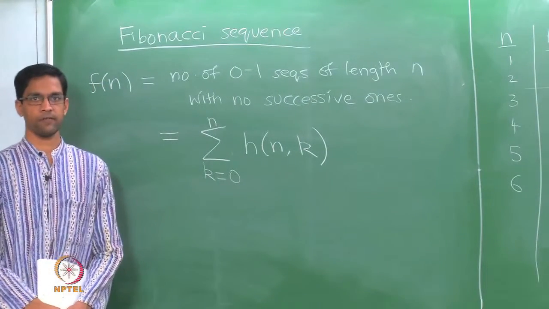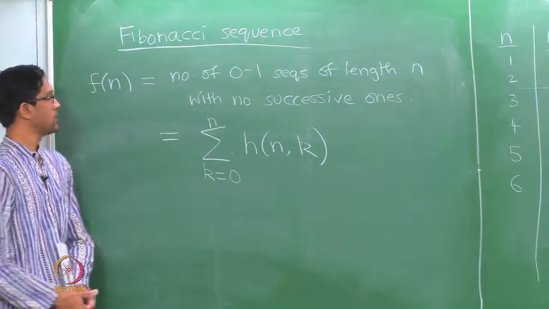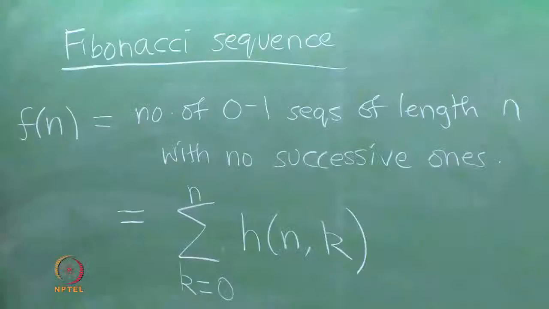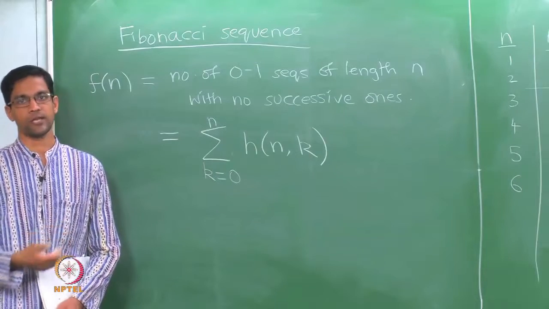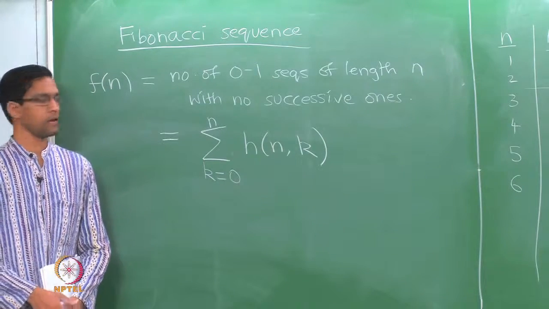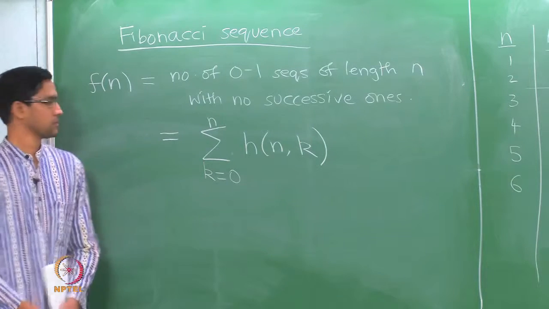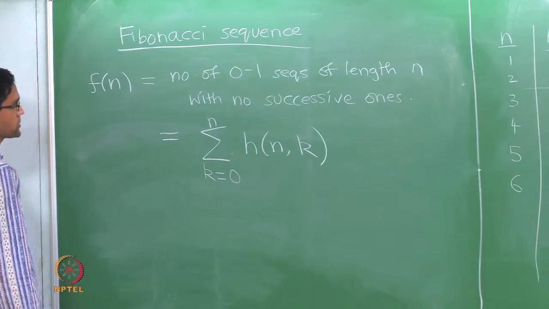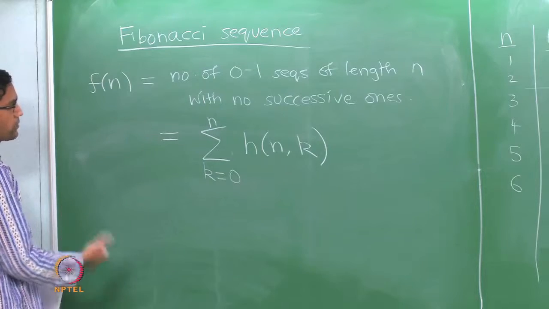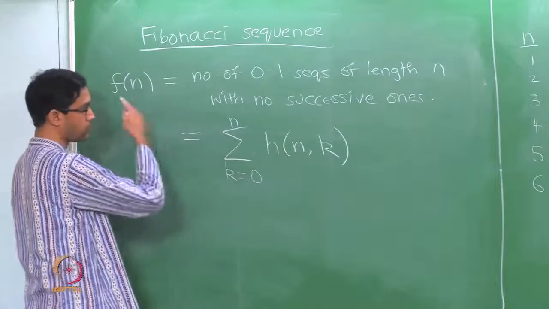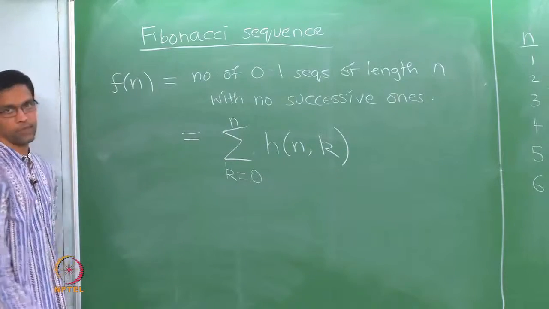But here is another very interesting consequence of this. Observe that the total number of 0 1 sequences with no successive ones, well, each sequence must have some number of ones. It has k ones, and what is k? K can be any number between 0 and n. Okay. So in fact here is the equation which says take a sequence, look at how many ones it has, the number of ones has to be something between 0 and n. So that proves that f of n is exactly this sum.